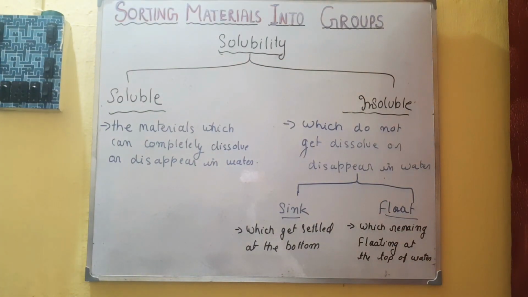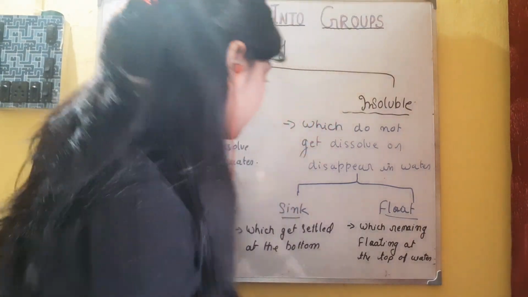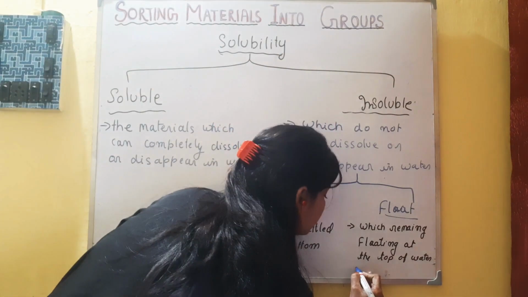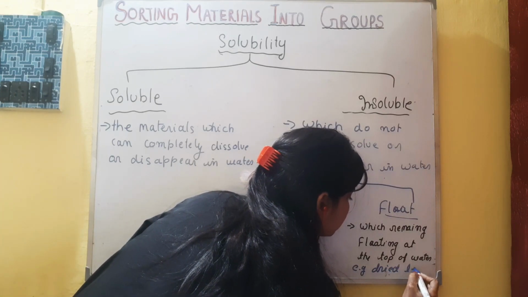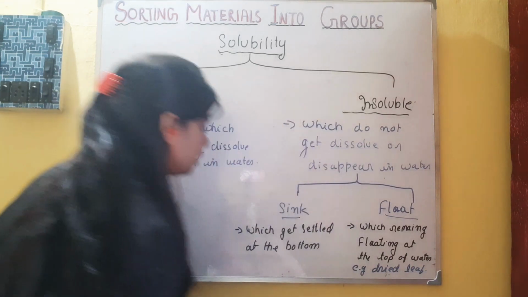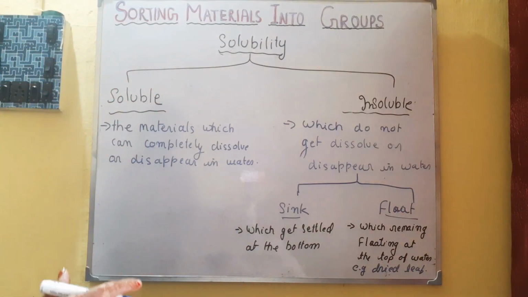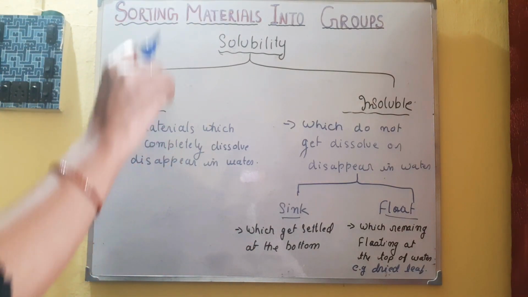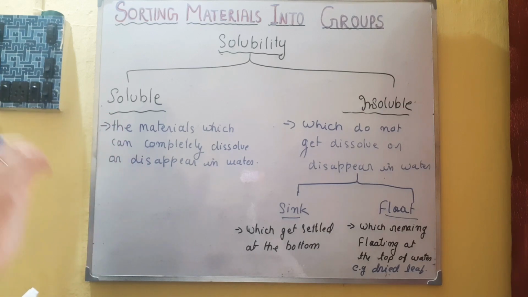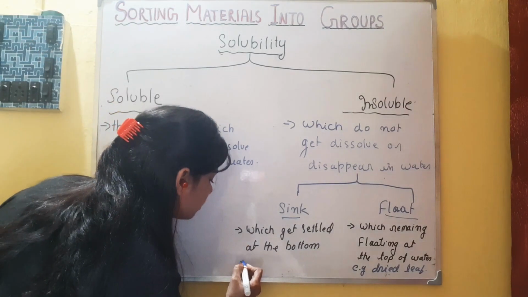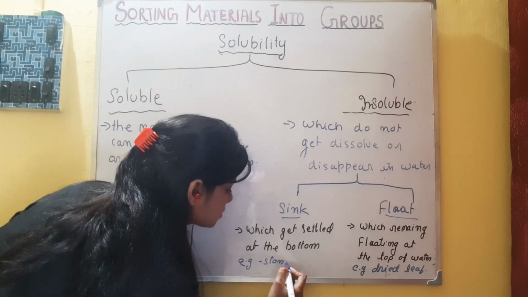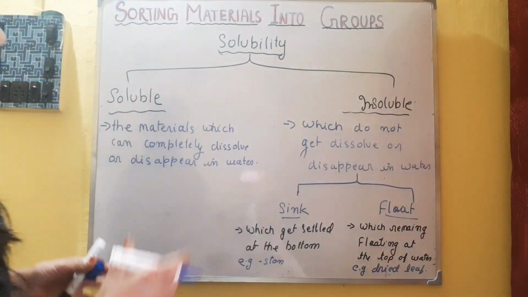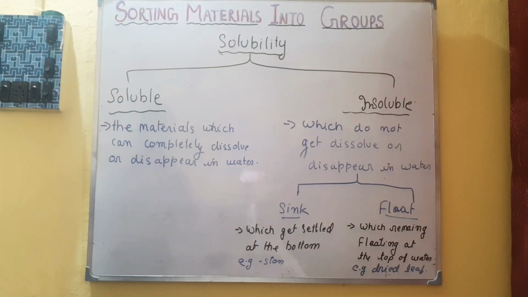Okay, so the leaves, for example, a dried leaf, is a floating material which remains at the top or floats on the water, whereas the stone is the material which gets settled at the bottom because it has some weight.